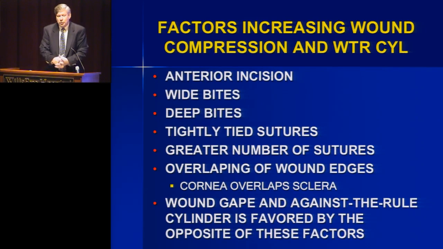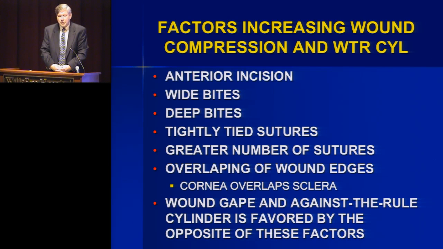Factors that increase wound compression and with the rule cylinder: an anterior bite. So if you go way towards the cornea with your bite, it's going to cause more compression of the tissue and therefore create more with the rule astigmatism. Again, sort of the same deal with a wide bite. A deep bite is going to increase your with the rule astigmatism, but we want that because that creates a more stable wound. Obviously, if you tie your sutures tightly, or you have a greater number of sutures, you're going to have more with the rule astigmatism.